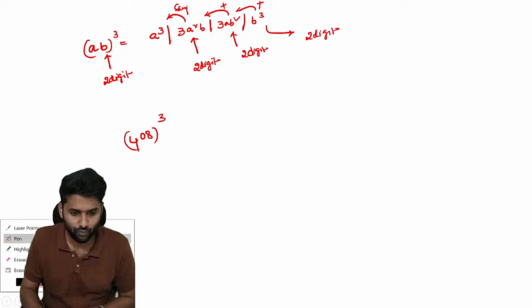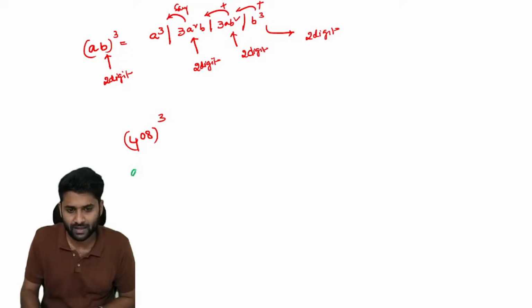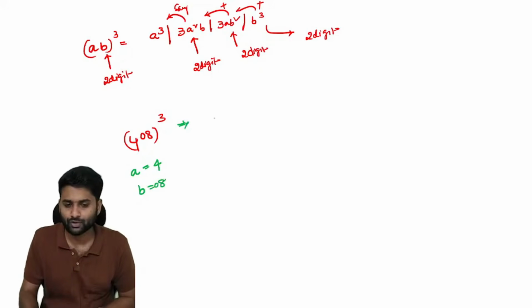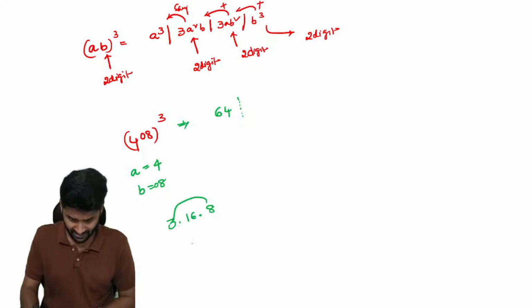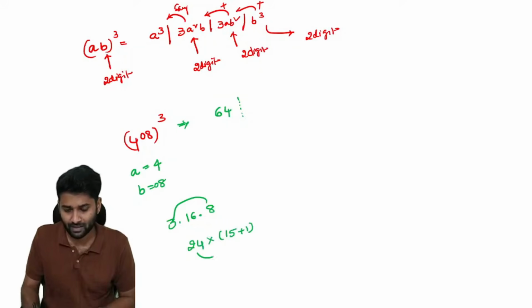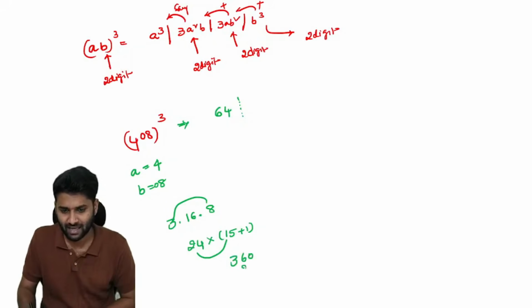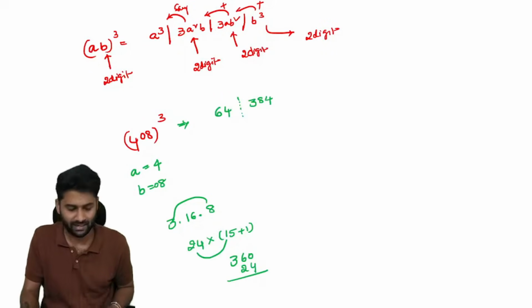408 whole cube. Let's take 408 whole cube. Now here A you have to consider 4, B you have to consider 08. Now see, here 4 cube, and you know that 4 cube is 64. Write down that number as it is. 3 into A square is 16, B is 8. Now see, 8 into 3 is 24. 16 is all about 15 plus 1. So 24 into 15 is 360. And you have to add 24 units, then the total resultant is 384.